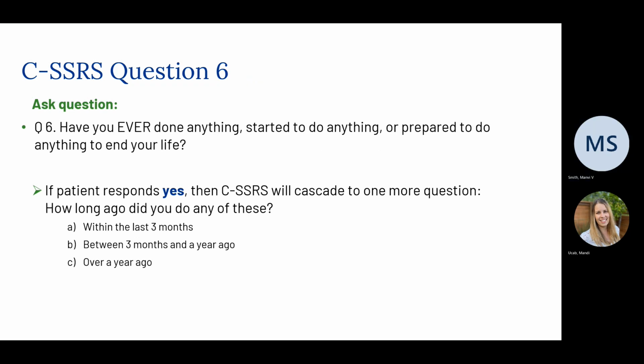The last question, question 6. Ask the patient, have you ever done anything, started to do anything, or prepared to do anything to end your life? If the response is yes to question 6, then C-SSRS and EPIC will cascade to a follow-up question or question 7. How long ago did you do any of these? There will be 3 choices: within the last 3 months, between 3 months and a year ago, and over a year ago. Remember, the questions will appear in EPIC in the order in which they should be asked.